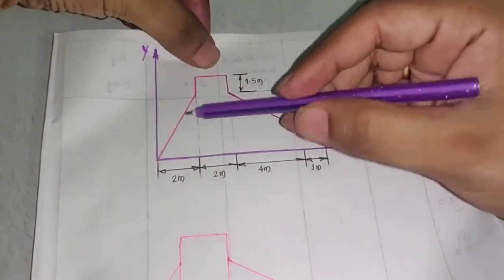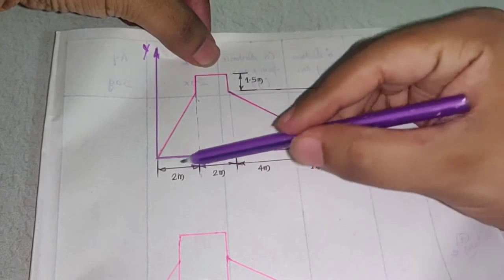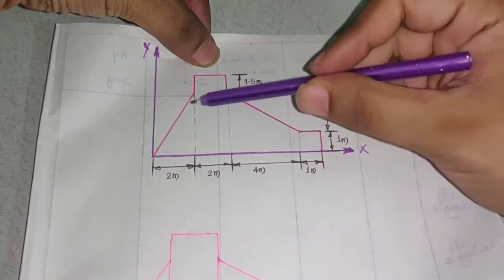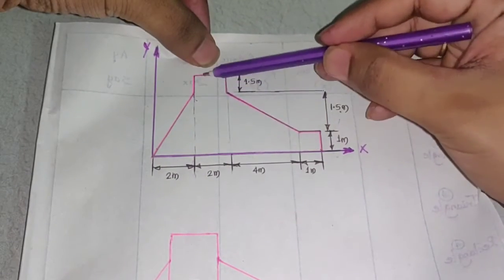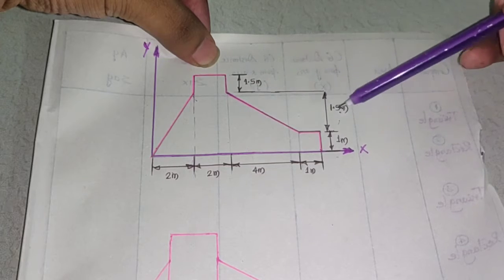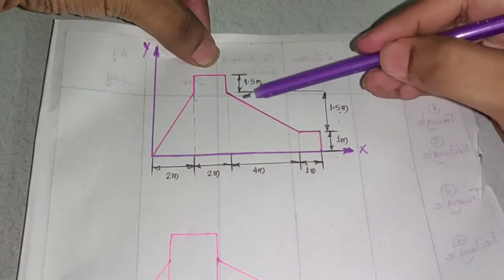See here, I have drawn a line here because I know this base and I will know the height, 1.5 plus 1. So I can make out this. Similarly, for this rectangle I know the base is 2, then the height is 1.5 and 1. So I can make out this.